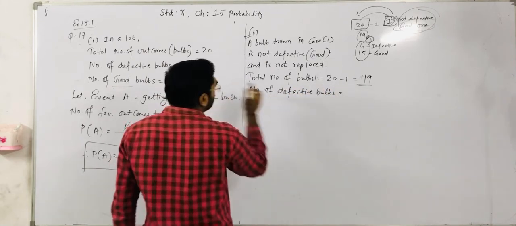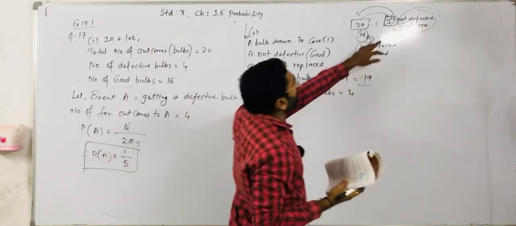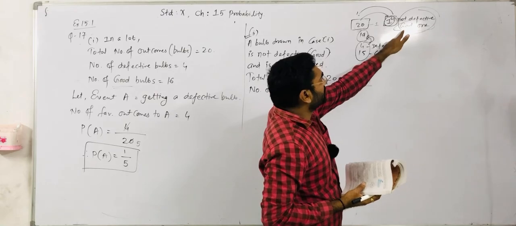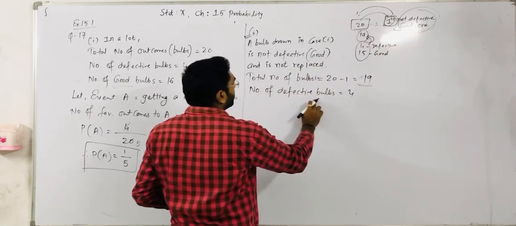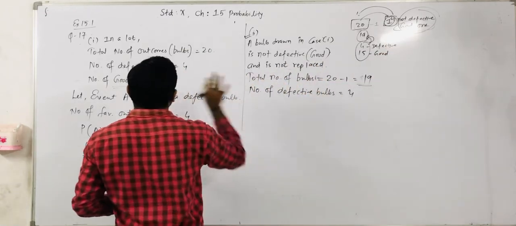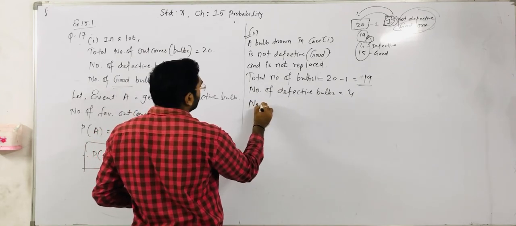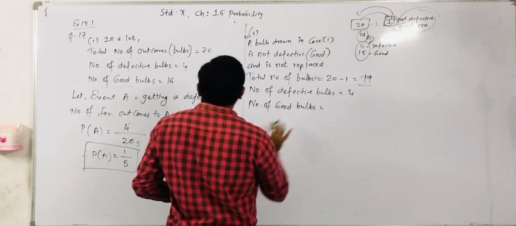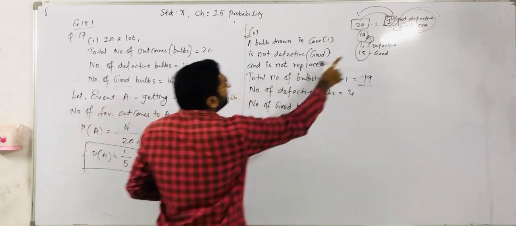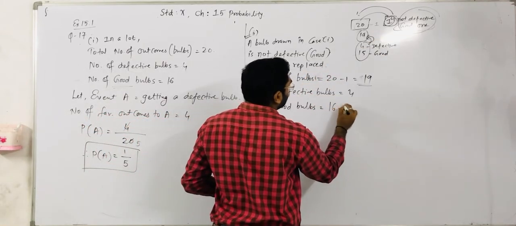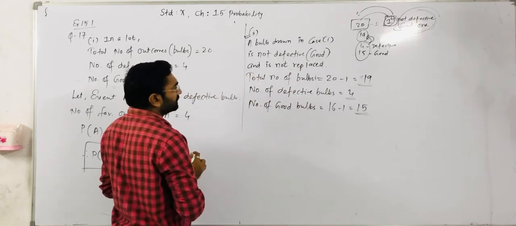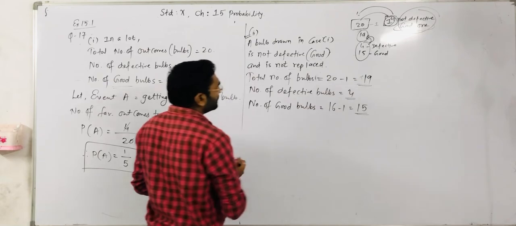Is 4 only, because whatever we take outside is a good bulb, not a defective bulb, right? So we take a good bulb, and the remaining defective bulbs stay in the lot as they are. So now the number of good bulbs is how many? From the 16, we take one outside, so 16 minus 1 is 15 good bulbs, and 4 defective bulbs are there. The total number of bulbs in the lot is 19.